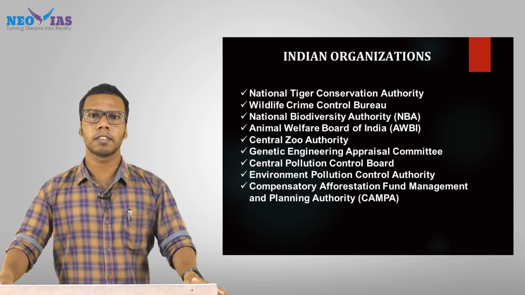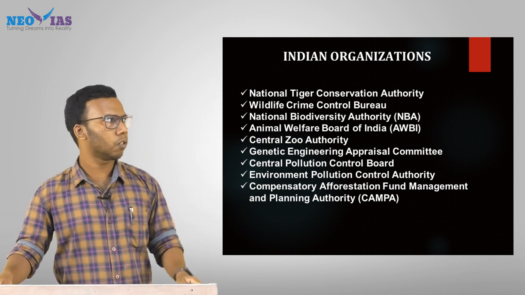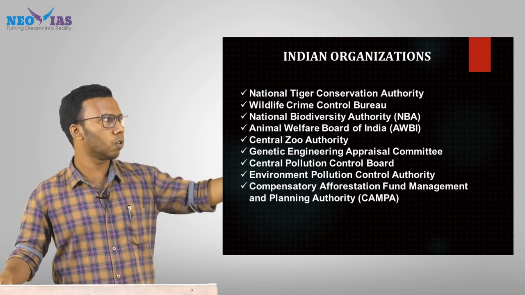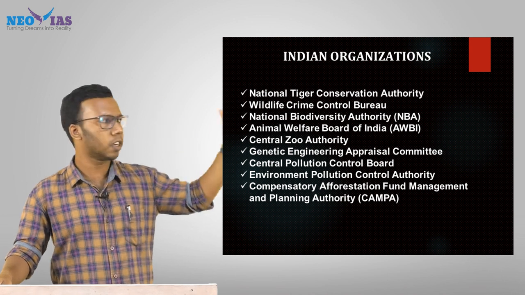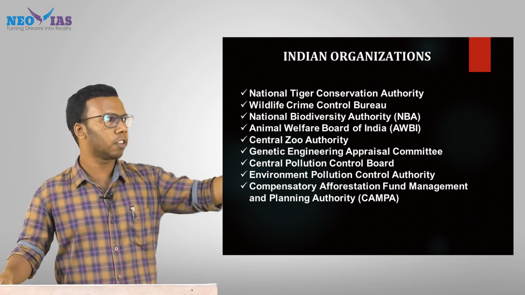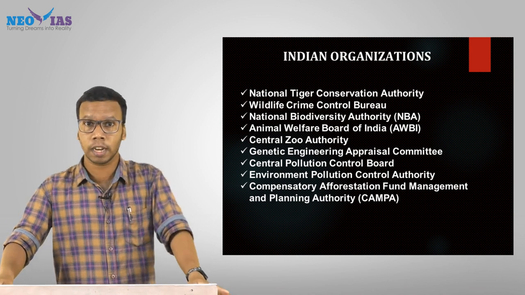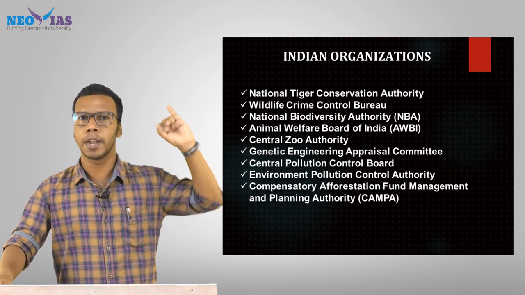Now the Indian organizations which were in news in 2020 are NTCA, National Tiger Conservation Authority, Wildlife Crime Control Bureau, National Biodiversity Authority, Animal Welfare Board of India, Central Zoo Authority, Genetic Engineering Appraisal Committee, Central Pollution Control Board, Environment Pollution Control Authority, Compensatory Afforestation Fund Management and Planning Authority. So what are the main points you have to study regarding an organization is, first point you have to study is whether it is a government organization or non-government organization.